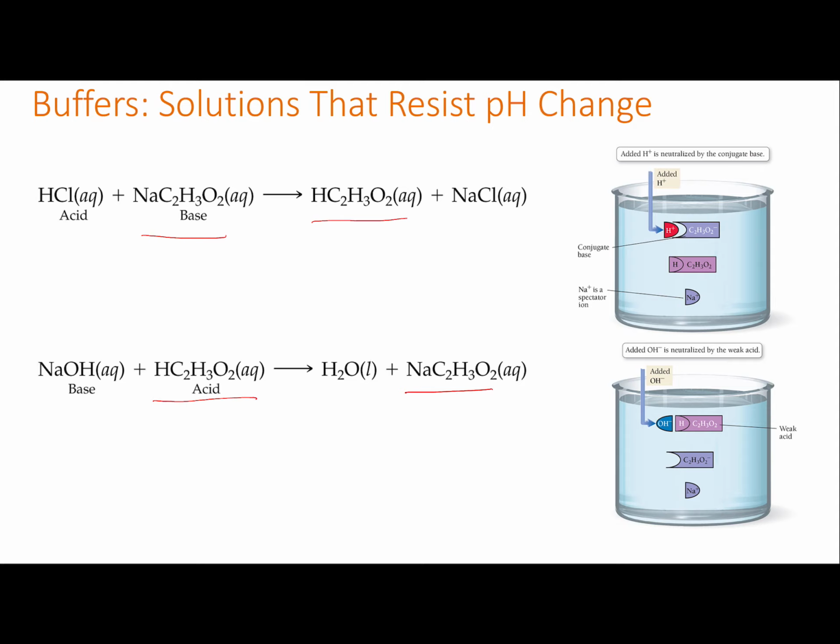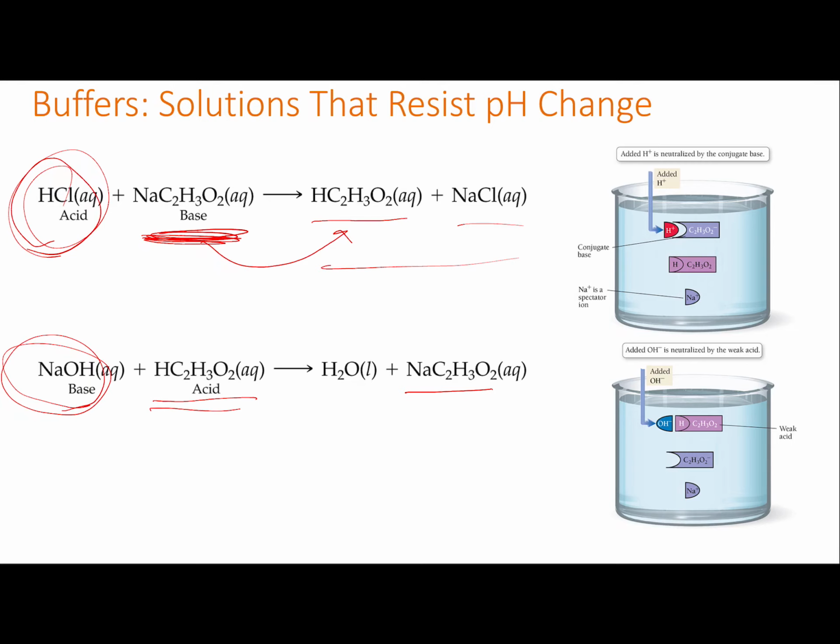So if I were to add acid to my buffer, the acid would react with the base form of my conjugate pair to neutralize that acid and to form a salt and to actually turn some of my base back into my conjugate acid. But you'll notice the HCl, the strong acid, is gone at the end, right? It's gone.